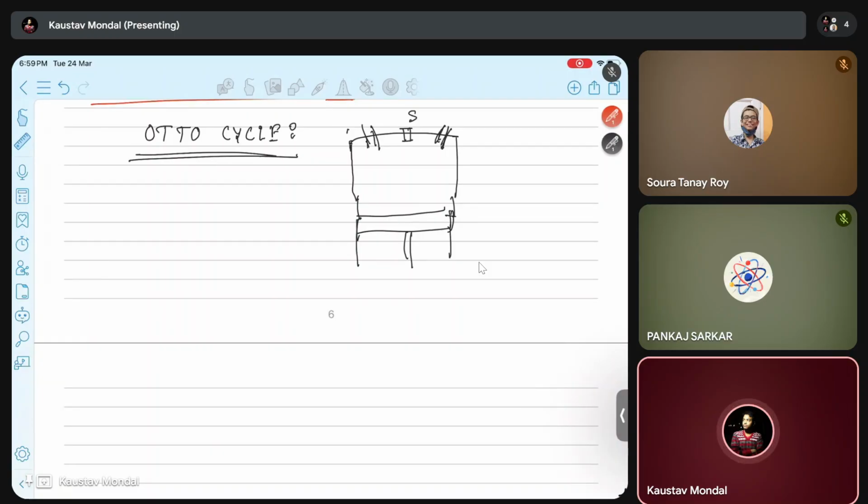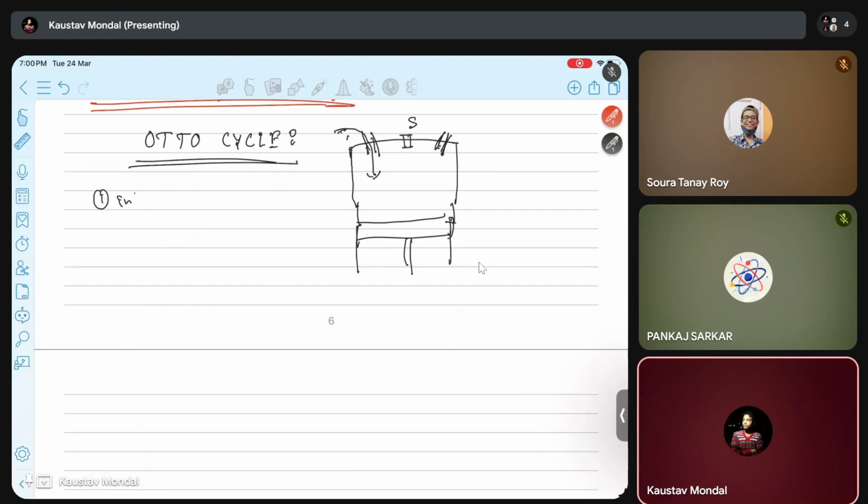First is the intake stroke. What happens is that the mixture of air and fuel, which in this case would be petrol, comes into the system. That is known as the intake stroke. So first happening is the intake stroke. It comes here. The next is the compression stroke.